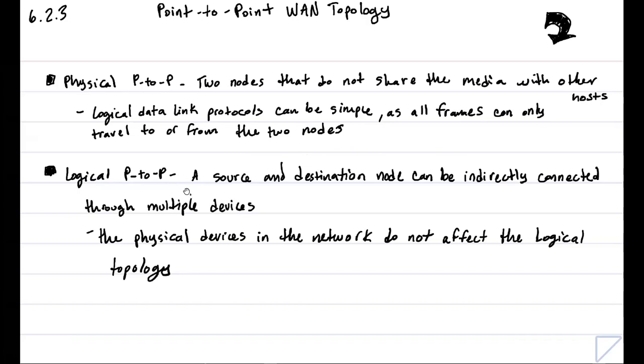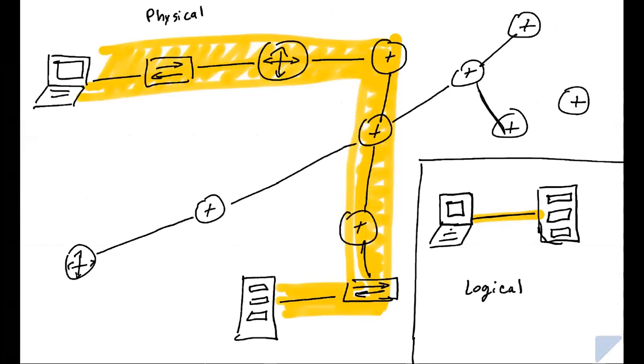In a logical point-to-point topology, a source and destination node can be indirectly connected through multiple devices. The physical devices in the network do not affect the logical topology, meaning that the end devices that are communicating with each other will see the connections through the network as if there were no intermediary devices. All right, so this is what might be happening. You might have different devices in between connecting the networks, but if you have a logical point-to-point, this is what the end devices are going to see. One connection from one device to the other one.